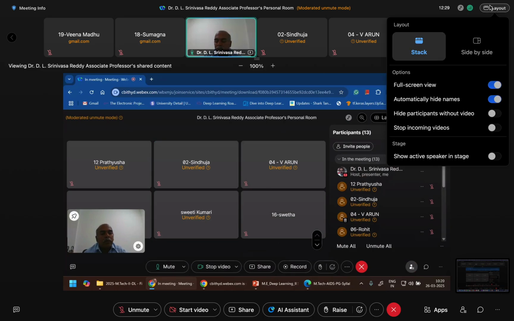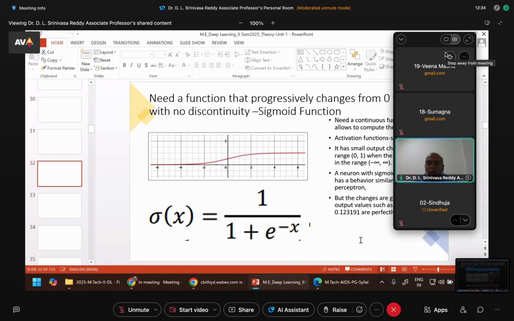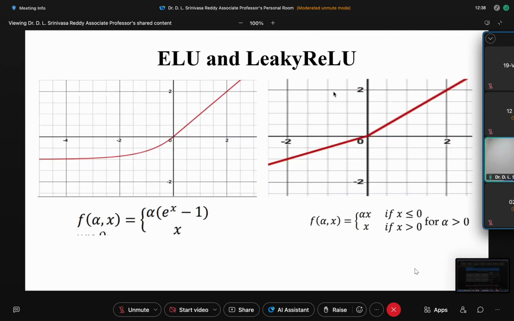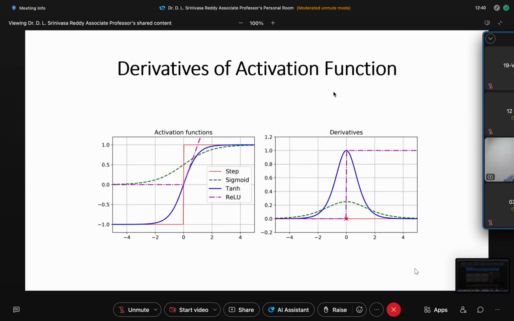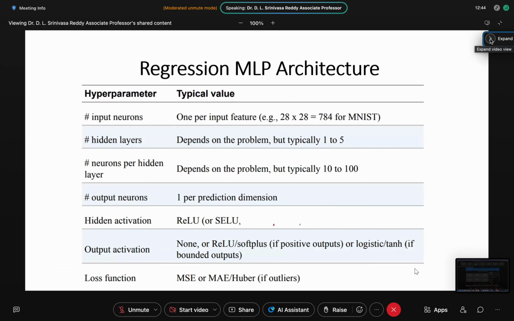So yesterday we discussed all these activation functions with their derivations and their ranges and domains. And we also saw the regression multilayer perceptron and what hyperparameters are used here. Suppose you want to build a deep network for regression purposes, you need to create it based on these.